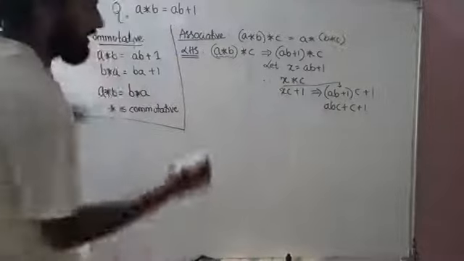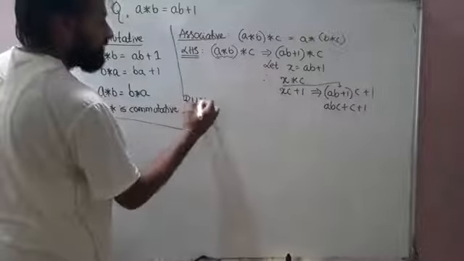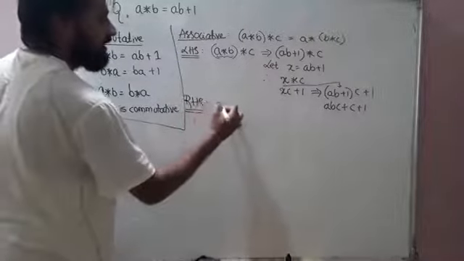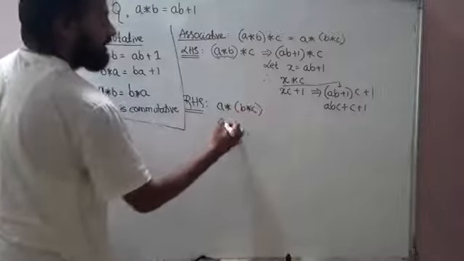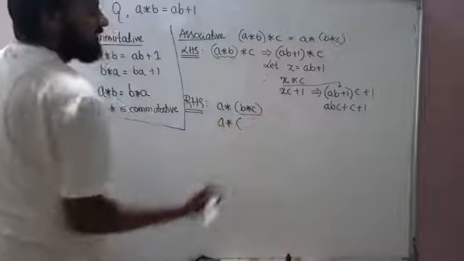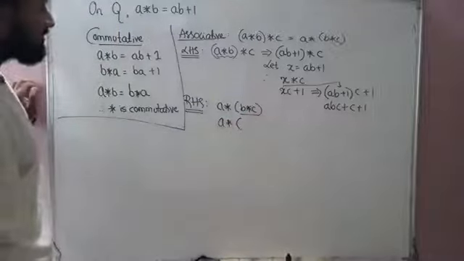So let's go for RHS now. RHS is a star (b star c). So first let me solve the bracket, that is b star c. What is b star c?